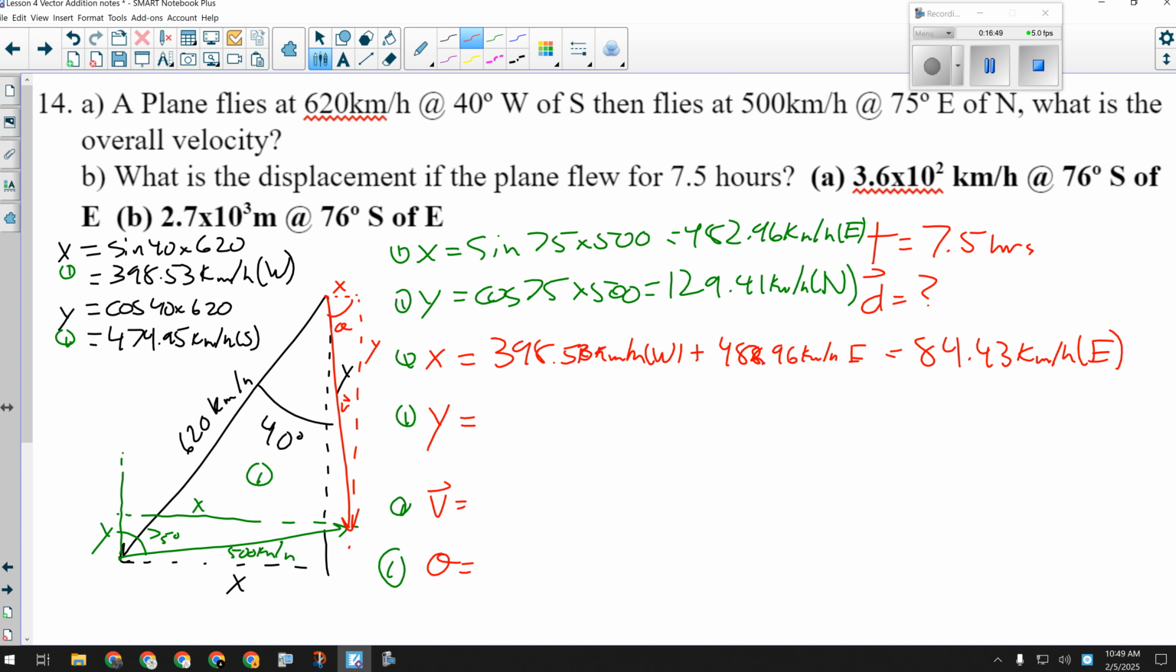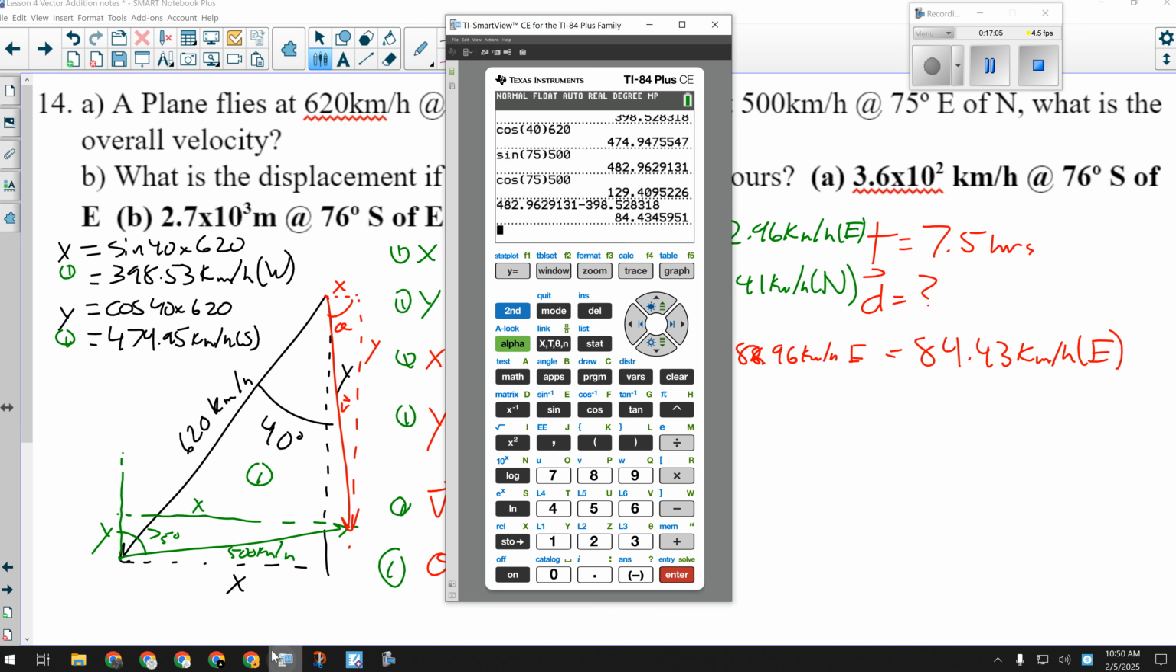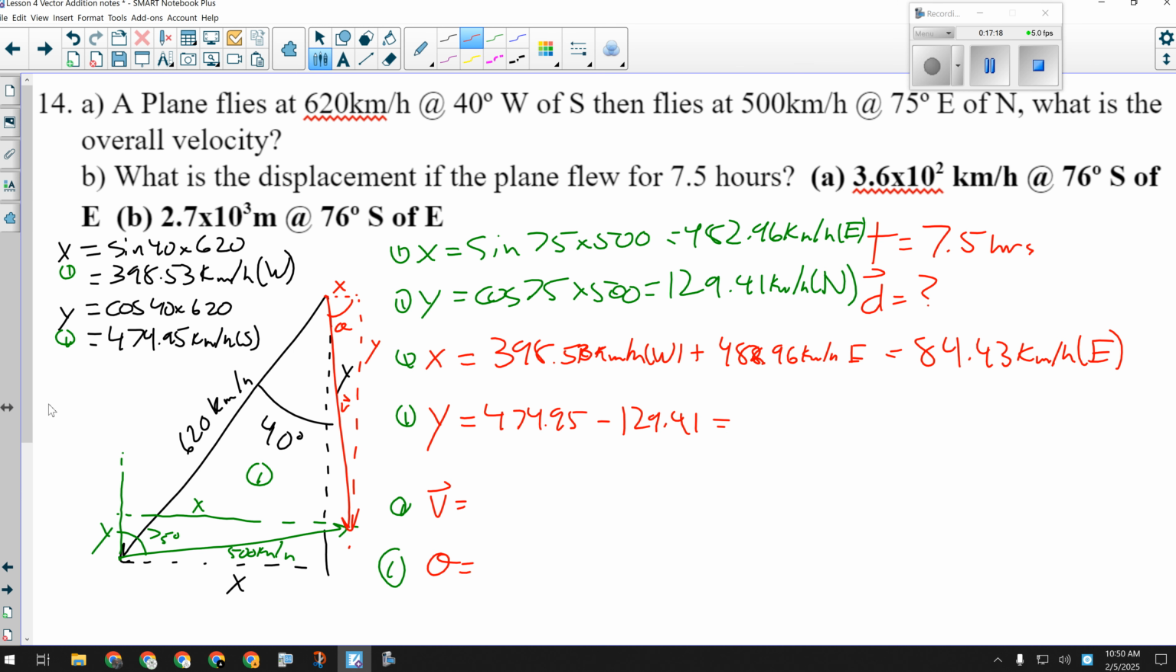And then for y, I'll have the south and the north. The south is obviously way bigger, so we'll go 474.95 minus the 129.41. All right, so my overall y is 345.54 kilometers per hour, and that is south.